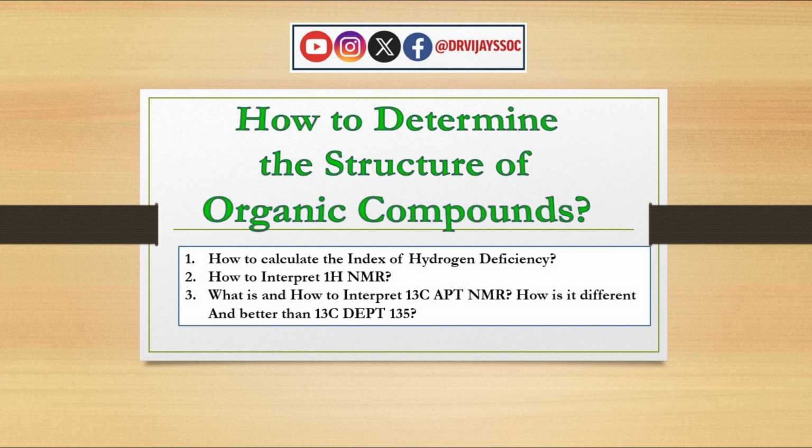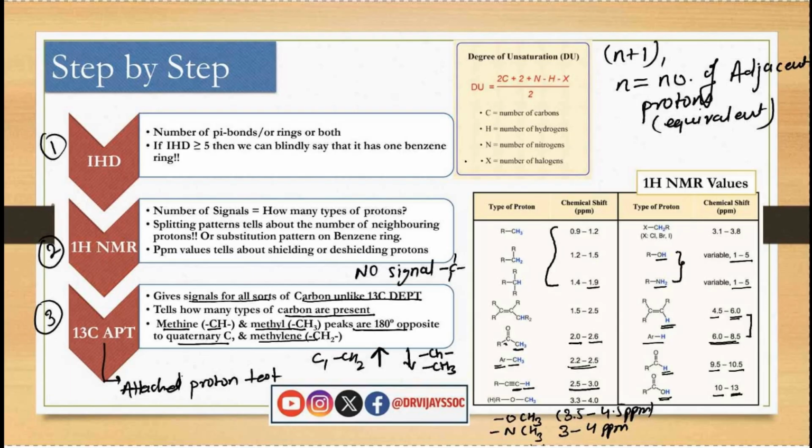Before solving this problem, we are going to revise all those steps which we have been learning since the beginning, and we will revise chemical shift values for 1H NMR and 13C NMR as well. This is very important to keep revising because this practice will make you perfect. And here are those steps.